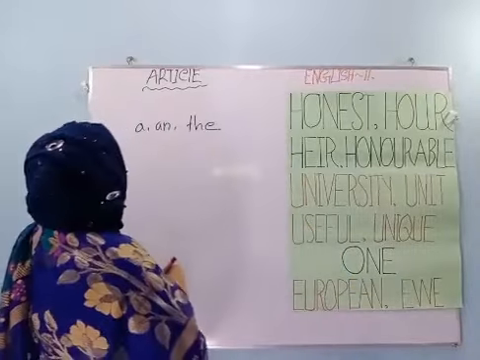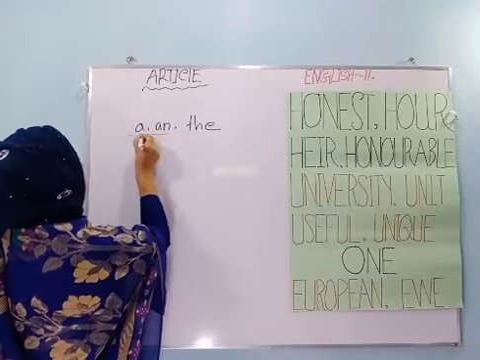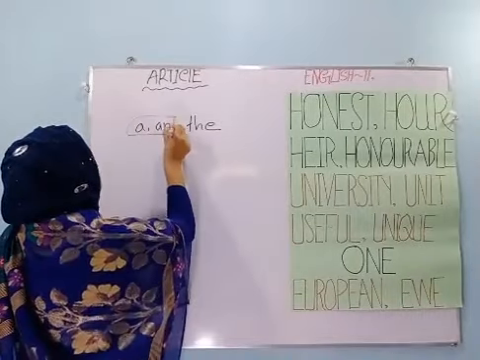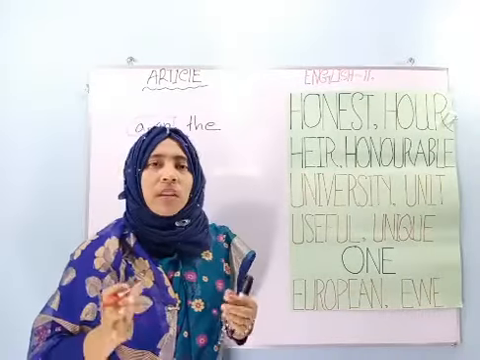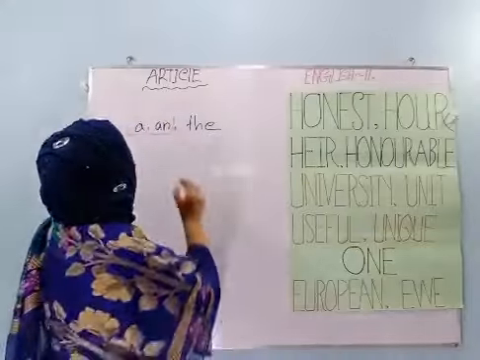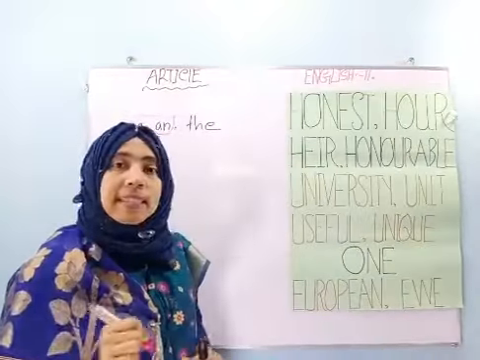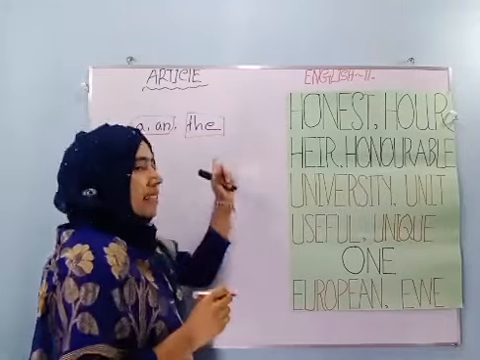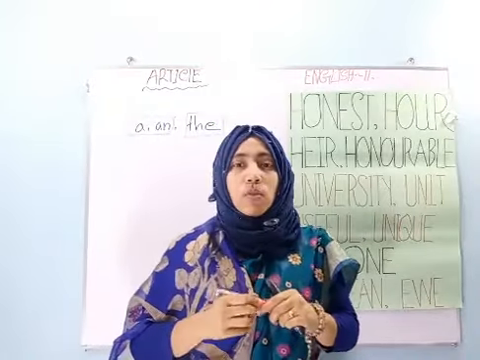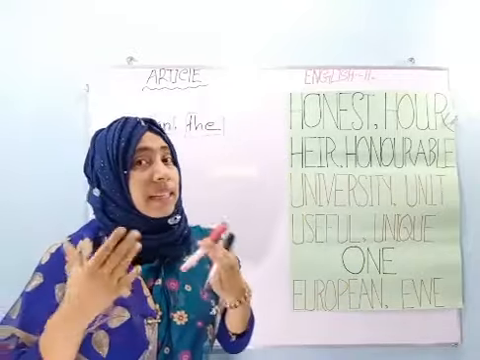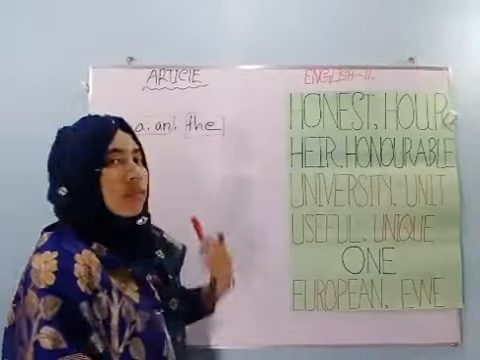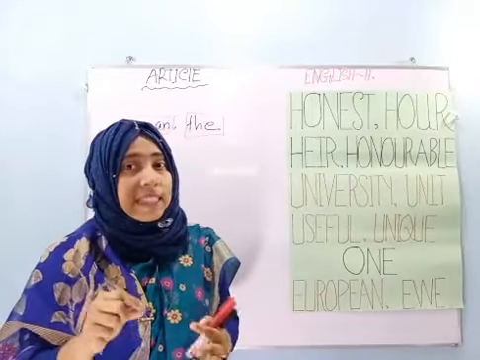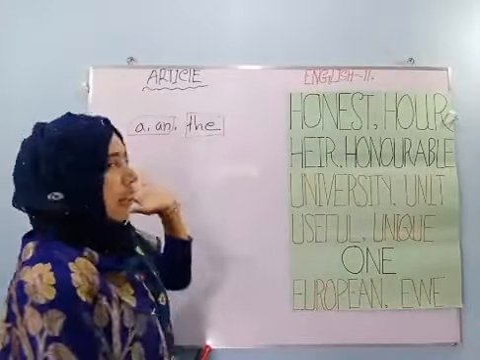Okay, learners, look at this here. This is A and AN. And the meaning of A and AN are the same. And A and AN are indefinite article. And here you see THE. It is definite article. That means when we want to mean anything very specifically, then we use THE. And when you normally tell anything, not targeting that, then we use A or AN.